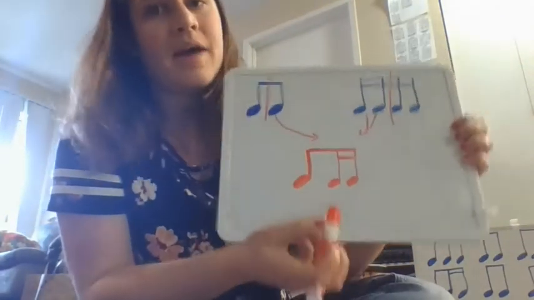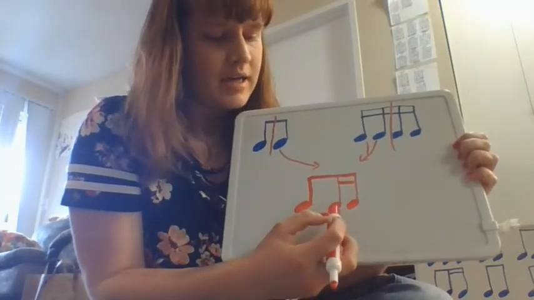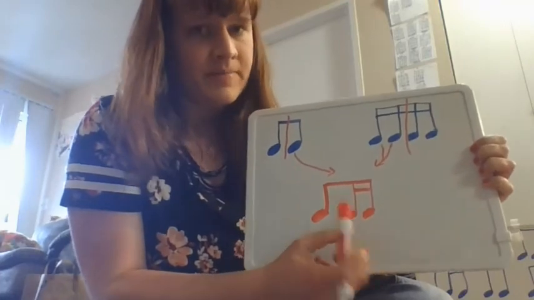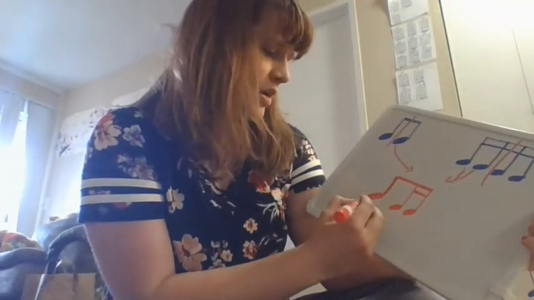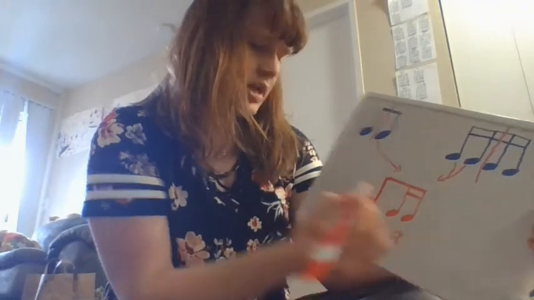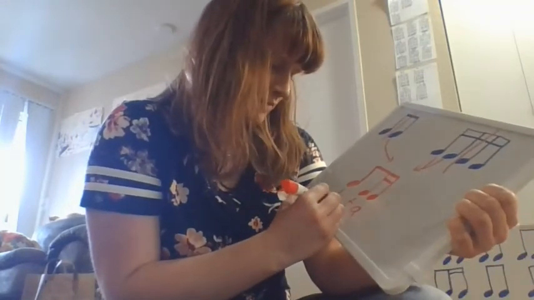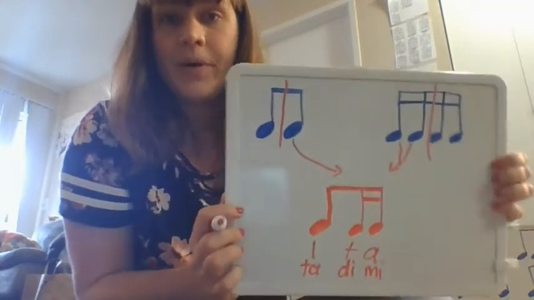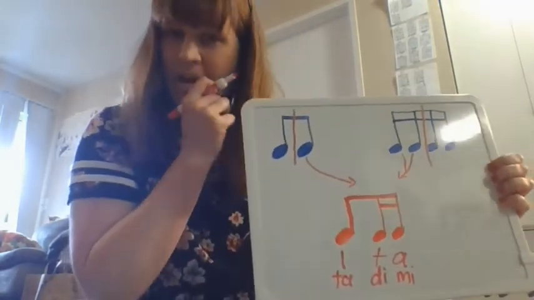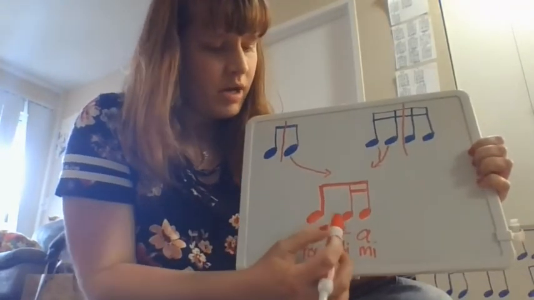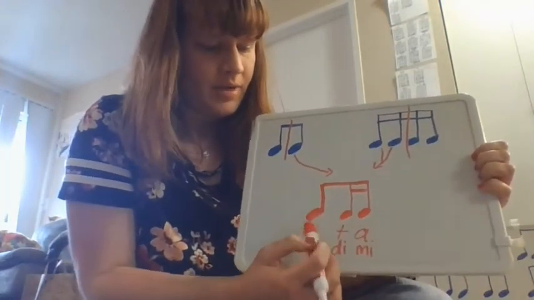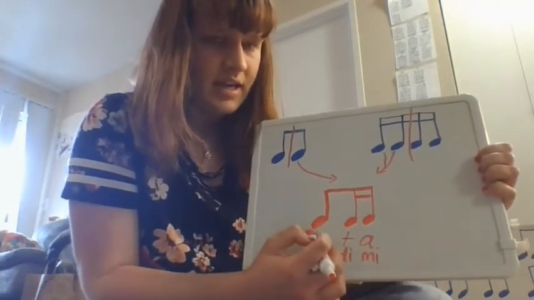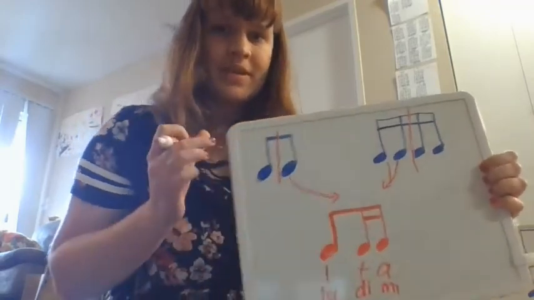How we would count this is ta di mi, ta di mi, ta di mi, ta di mi. Or if you want to use numbers, we can count it like 1 and a, 2 and a, 3 and a, 4 and a. For this video we'll use both counting systems, but how you want to count it is up to you.